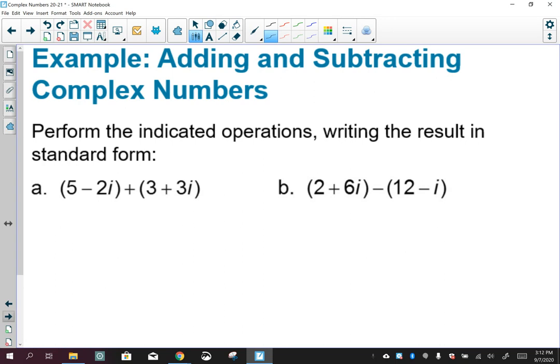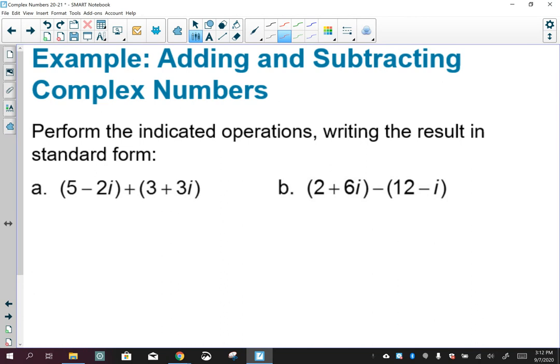So when we add or subtract, it's extremely easy. It's just like if I gave you 5x plus 12 and I wanted you to add that to 7x minus 3. Literally, numbers go with numbers and letters go with letters. It's the same thing when you're dealing with this. Numbers go with numbers and i's go with i's because you can't mix them up.